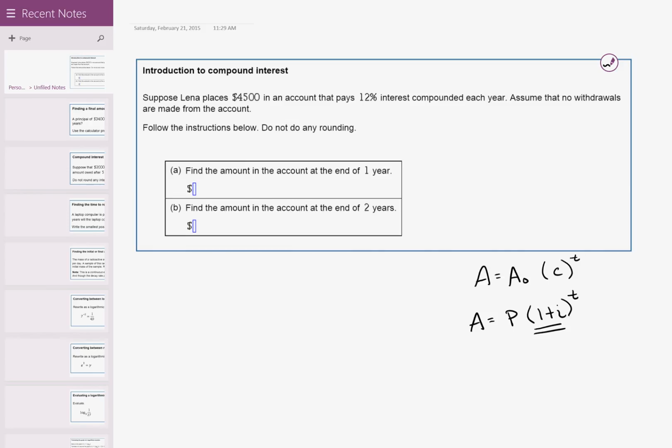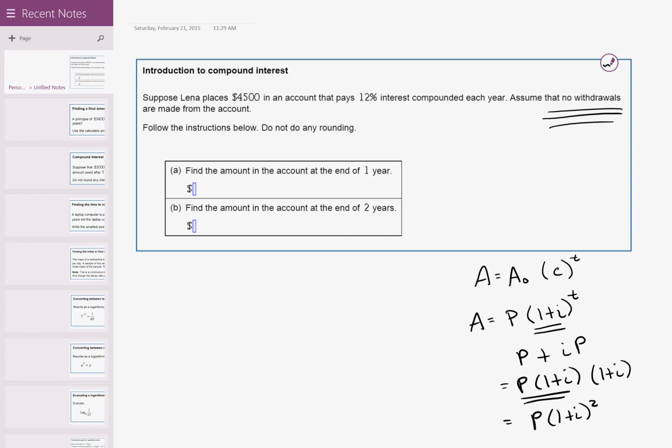Now, this 1 plus the interest rate is because after 1 year, I have my principal plus my interest rate times the principal. And I factor out a P, that is P times 1 plus the interest rate. After the second year, if no withdrawals are made, then I will multiply this amount times 1 plus the interest rate. So I'm earning interest on the interest from the previous year. And so that is after 2 years. And the formula derives from that.